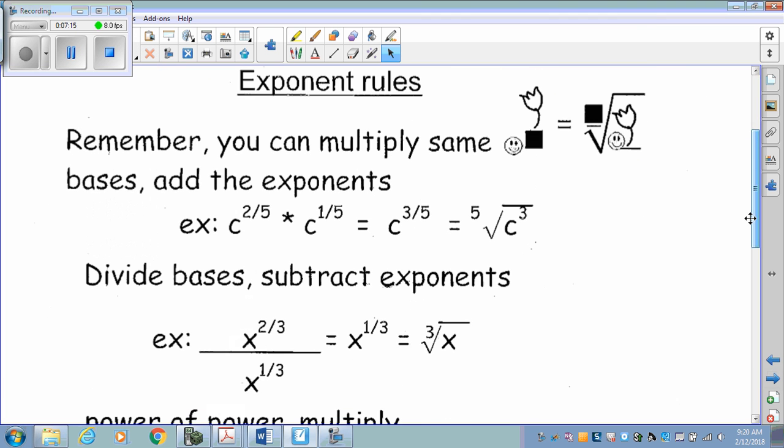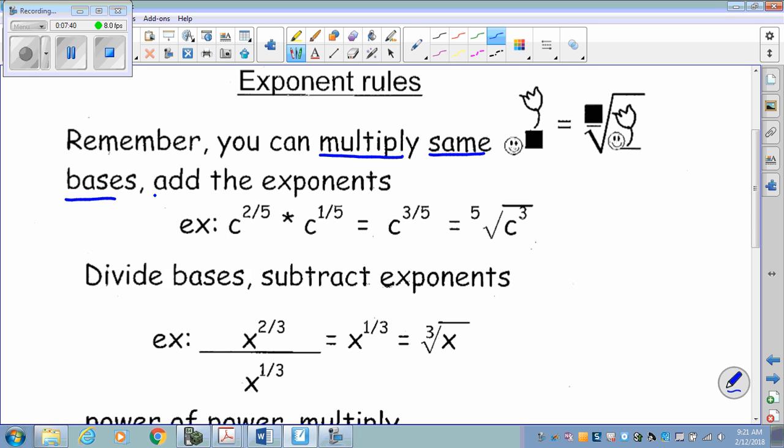Now as a review, we have to remember the exponent rules because the fractions are exponents. Even though the exponent looks different, it's still just an exponent, so the rules still apply. We just use the same old rules we've been using since the first of the year. If you're multiplying and you have the same base, you add the exponents. Notice both of them are c. So I'm just going to add the exponents: 2/5 plus 1/5 is 3/5.